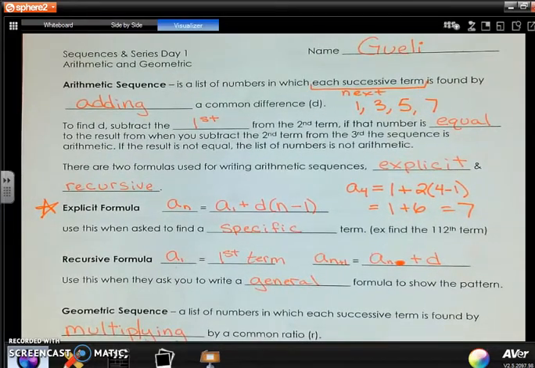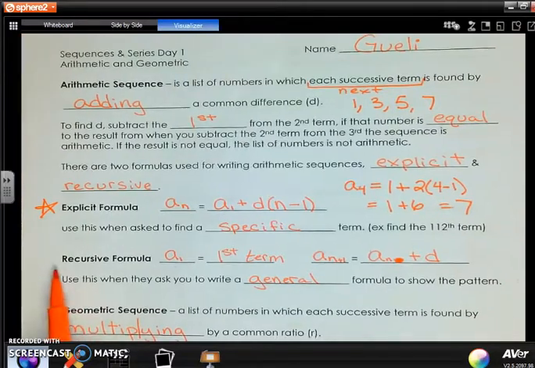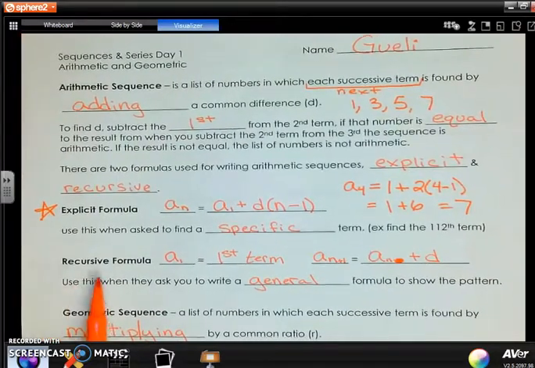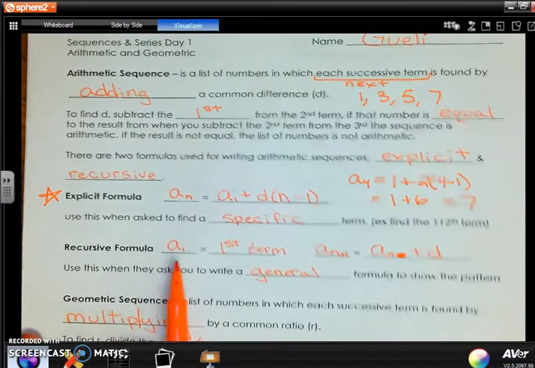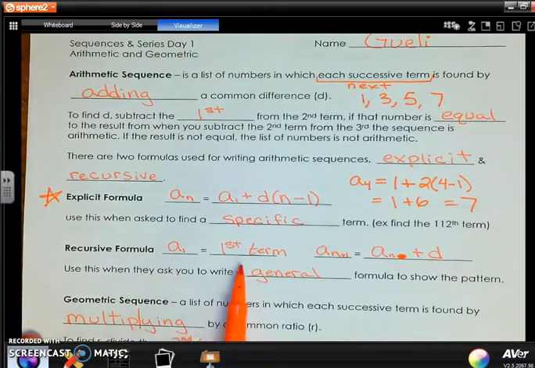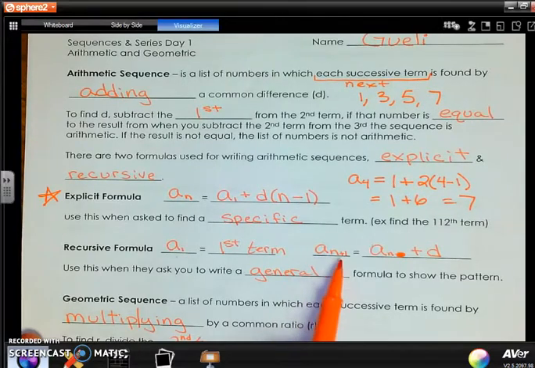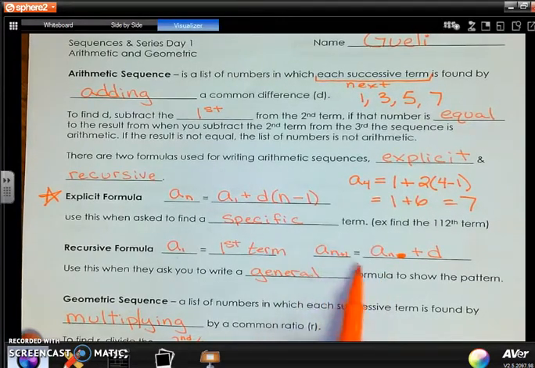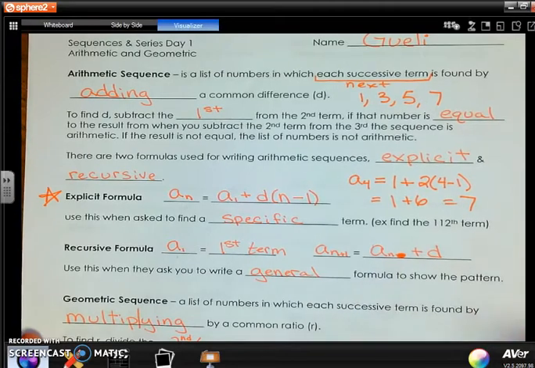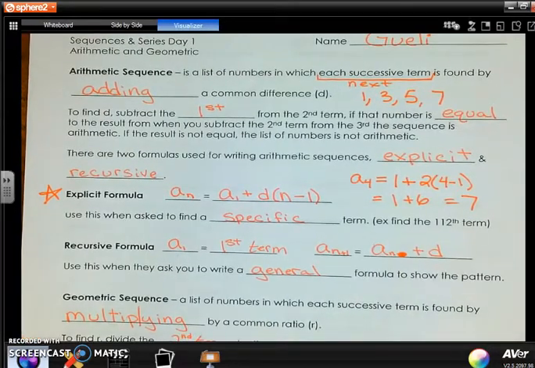Okay. The next one that you want to use is the recursive formula. So the recursive formula, I kind of call it the duh formula, because it says that if a sub 1 is your first term, and a sub n plus 1, so the next term, right? It says to find any term, you take the term right before it, and then you add the common difference.